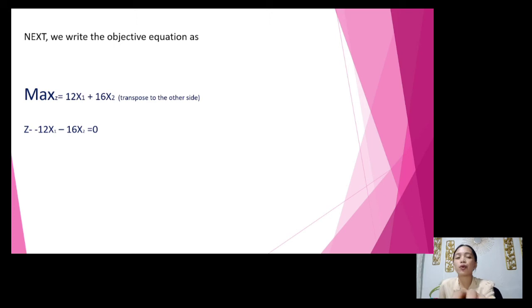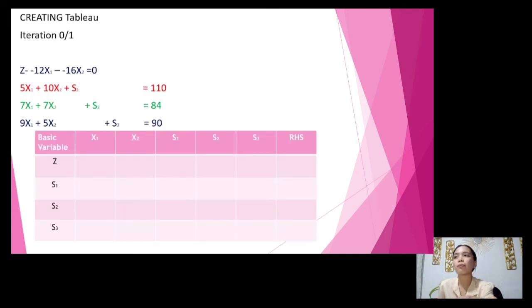Next, we will write our objective function. Our objective function is 12x sub 1 plus 16x sub 2. So we will transpose this as what I've said. Every time we transpose a positive value to another side, it will become negative. So z minus 12x sub 1 minus 16x sub 2 equals 0. So we will be creating our tableau again for iteration 1. So we just distribute the values to our table. So this is negative 12, negative 16, 0, 0, 0, and our RHS is 0.